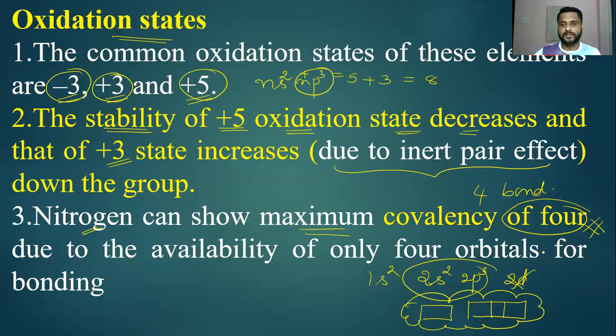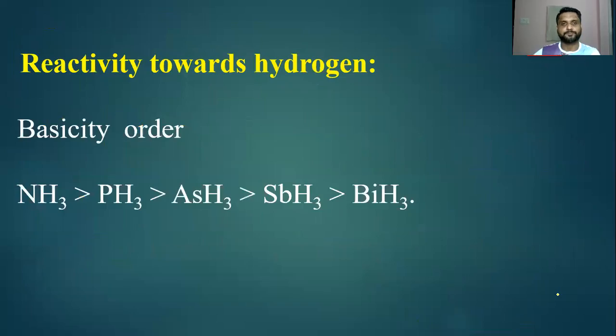So only nitrogen shows a maximum of 4, and phosphorus can have 5 also, because if I go for phosphorus, we can have 3d orbitals, and 3d orbitals can be involved in the hybridization, right? Clear?